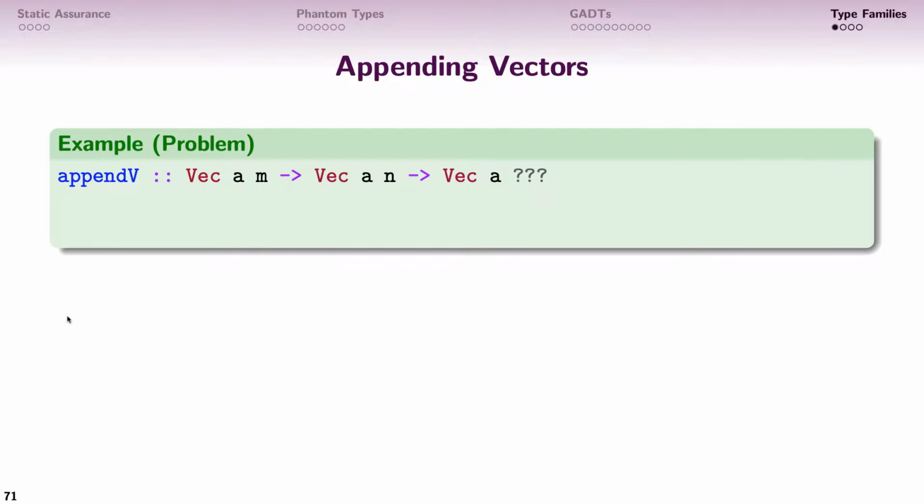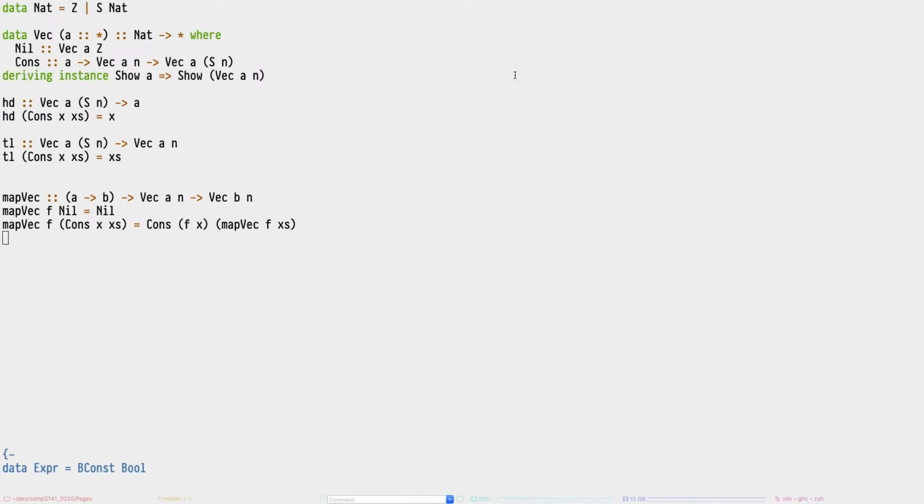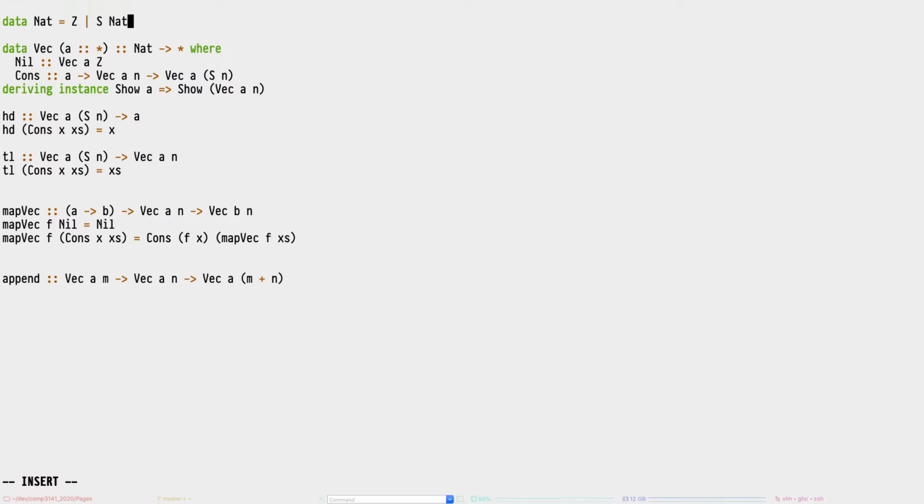Where's my code? Here we go. I would expect to be able to write something like this. Vec a m, Vec a n, Vec a (m plus n). But I can't actually write this because of two reasons. One, plus is not defined on my Nat type. It's only defined on ints and floats and so on.